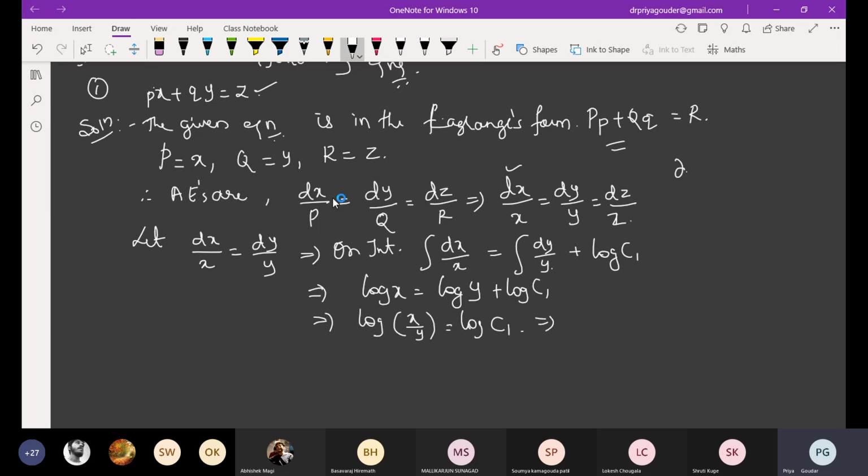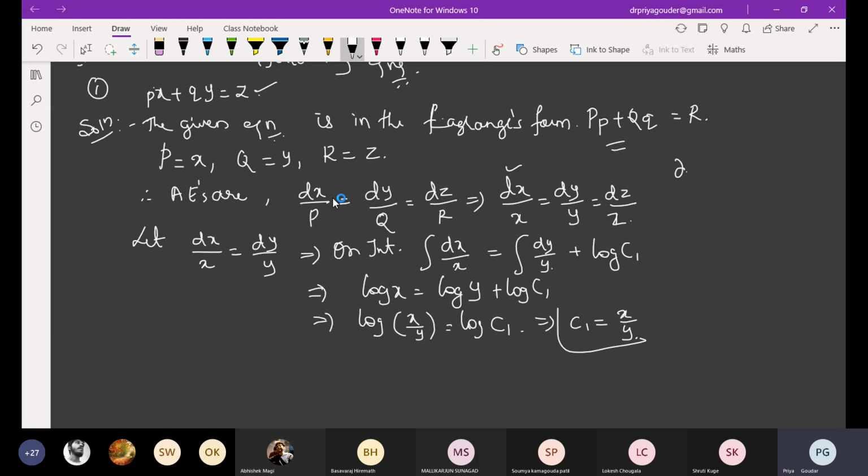Log y is transferred. What is log x minus log y? Log x by y. Why am I writing this? Because I want the value of c1. So you should just equate the relation to c1 and then write the final solution. From this, what will we get c1 as? x by y.